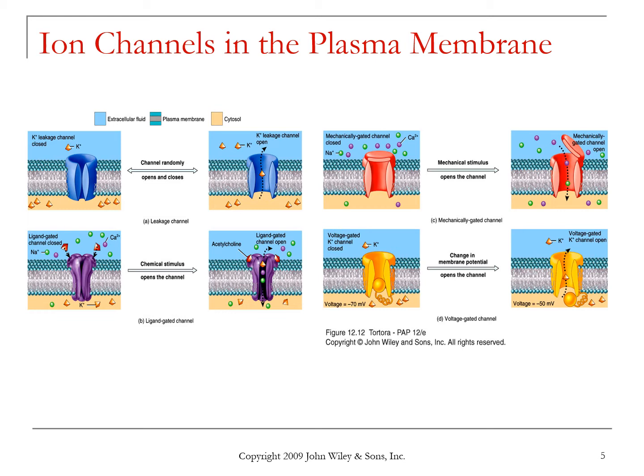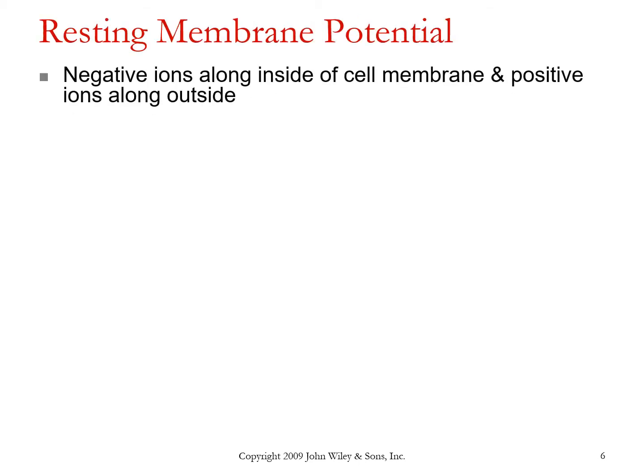So potassium always diffuses out, sodium always diffuses in, and the amount of each ion that flows in and out depends on the number of channels that are open, which is determined by the types and amount of stimuli. The resting membrane potential, or the RMP, refers to the voltage difference across the membrane when the cell, the neuron, is not being stimulated.